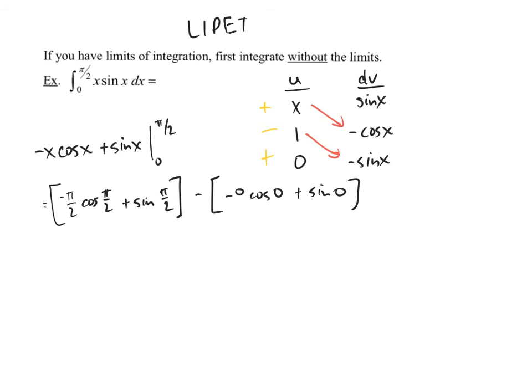Okay, and there's only going to be one term that survives here. Cosine of pi over 2 is 0, so that will go away. 0 times anything is 0, so that will go away. And sine of 0 is 0, and so the only thing that's left here is sine of pi over 2, which would equal 1.